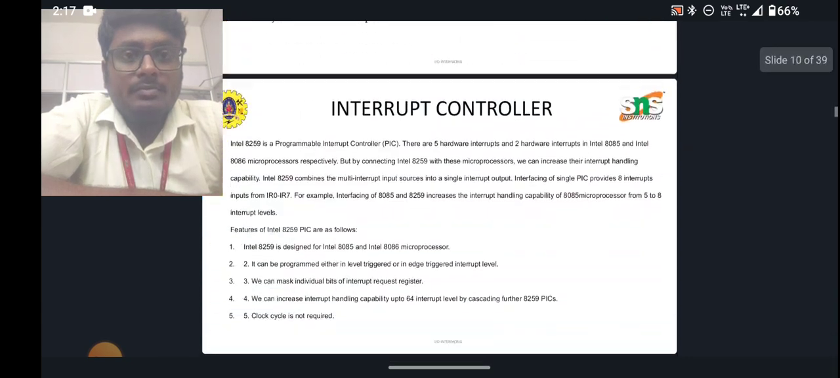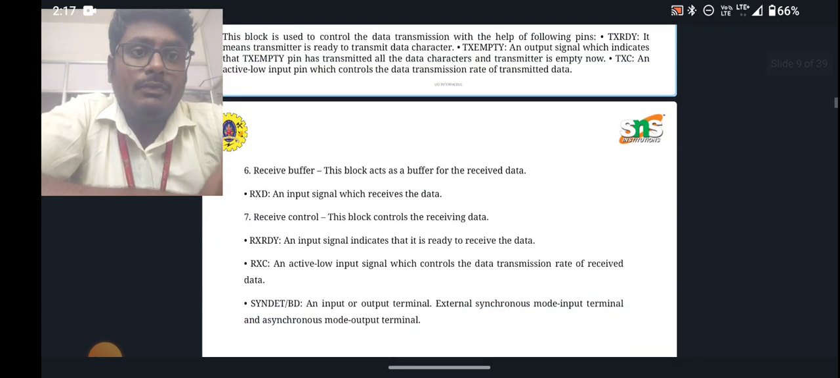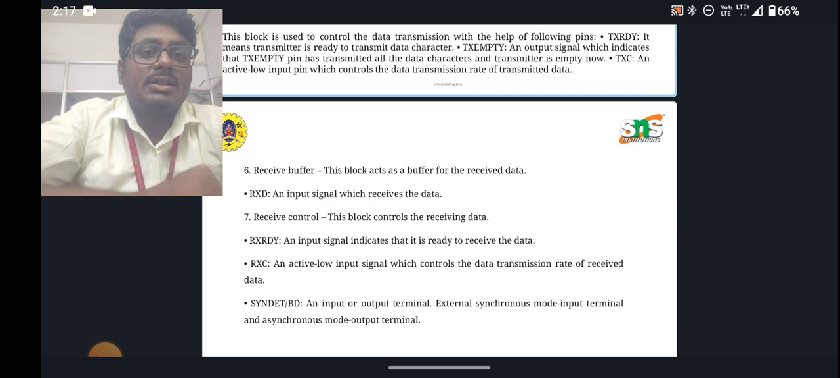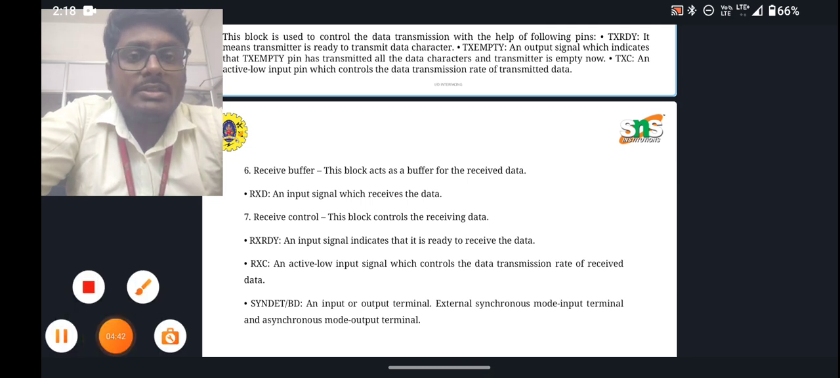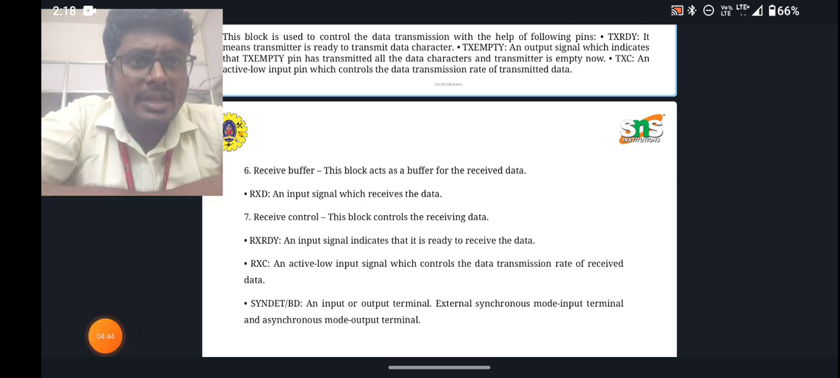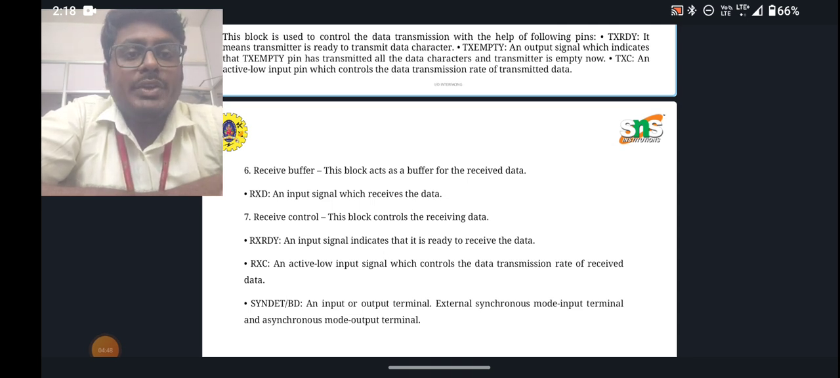This is followed by the receiver buffer. This block acts as a buffer for receiving the data. RXD is an input signal which receives the data. Receive control is the block that controls the receiving of data. RXRDY is an input signal that indicates it is ready to receive the data. RXC is an active low input signal which controls the data transmission rate of the received data.